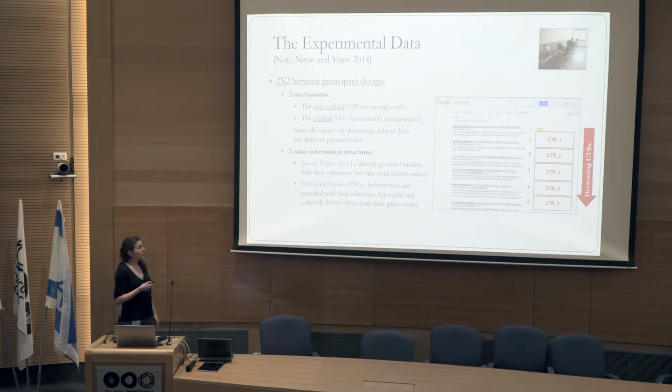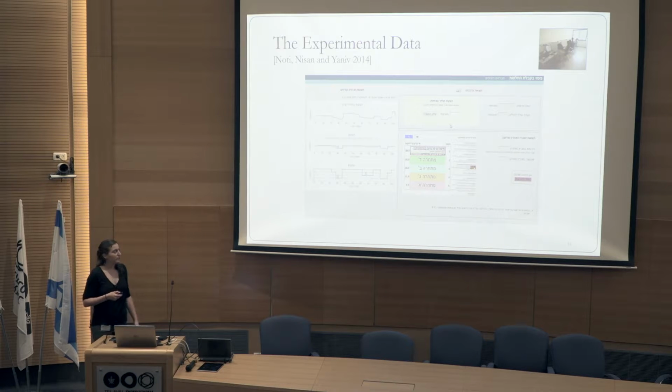And we also compared 2 value information structures. The first, we call the given value setting, denoted GV. And here we just explicitly told every bidder what his value per click was. And this is the usual way to implement private value settings in experiments. And the second setting, we call the deduced values, denoted DV. And here bidders were not provided with their valuations, but instead could only indirectly deduce their own value from the feedback that they got. I'll show in the next slide how it looked. So overall, we had all 4 combinations of mechanisms and value information settings in a 2x2 between-participant design.